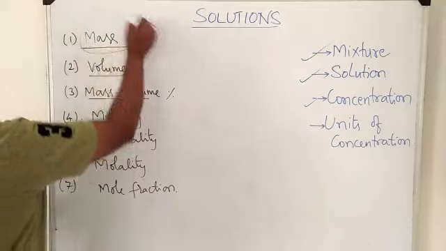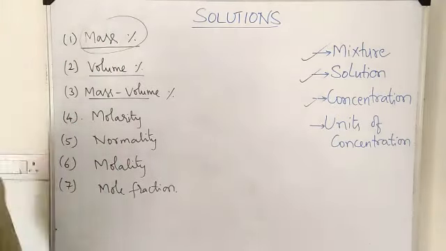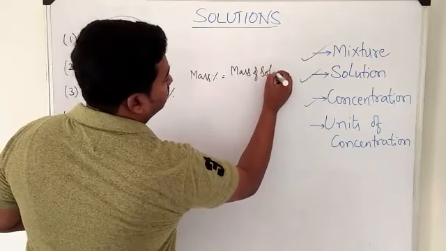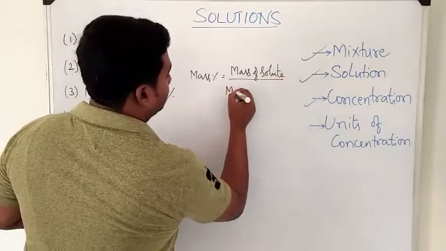Mass percentage, what is this? The very word itself indicates it. It's a simple explanation. Percentage, we know, is how much is present out of 100. Mass percentage is mass of solute by mass of solution into 100. This is the definition: mass of solute by mass of solution into 100.